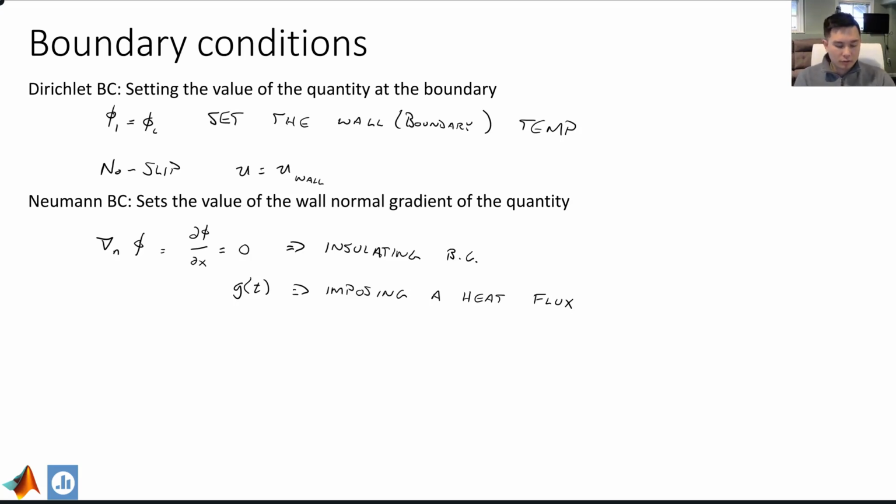The analogy for our momentum equation would be saying something like du dx or du dy was equal to 0, corresponding to a free slip boundary condition. So how would we incorporate a free slip boundary condition or an insulating boundary condition? Well, we have a derivative that we would have to do a finite difference substitution for to give us an equation in terms of our unknown quantities, phi1, phi2, phi3, and so on and so forth. Okay?